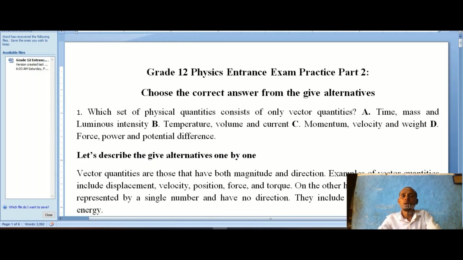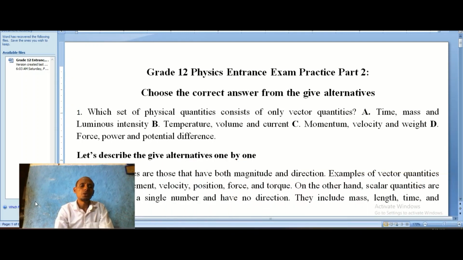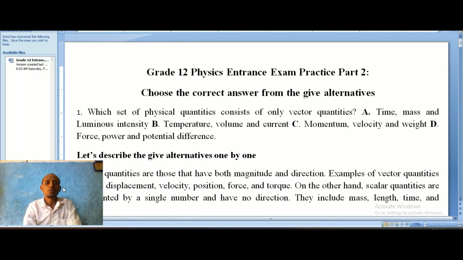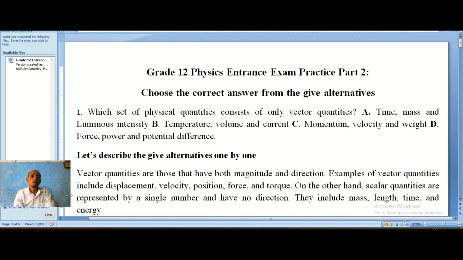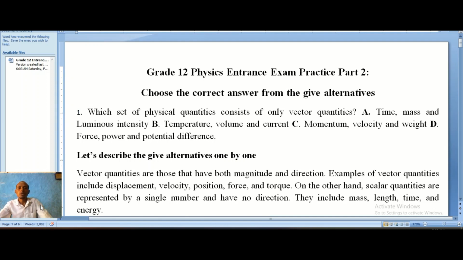Our title says choose the correct grade 12 physics entrance exam practice part 2. Our instruction says choose the correct answer from the given alternatives. When we come to question number one: which set of physical quantities consists of only vector quantities?